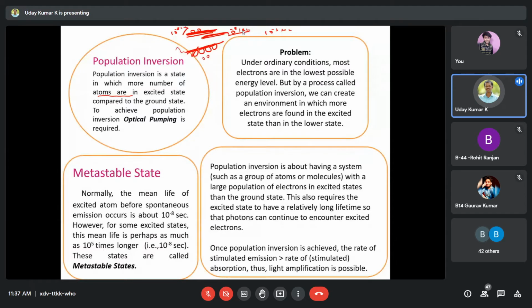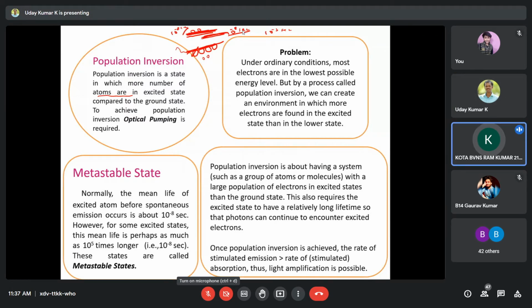Is this clear? What is a metastable state and what is population inversion? This is very, very important. Unless you understand this, I will not be able to go further. If you have any doubt, yes, please. Sir, can you discuss metastable states once again? Once again, I will discuss metastable states.